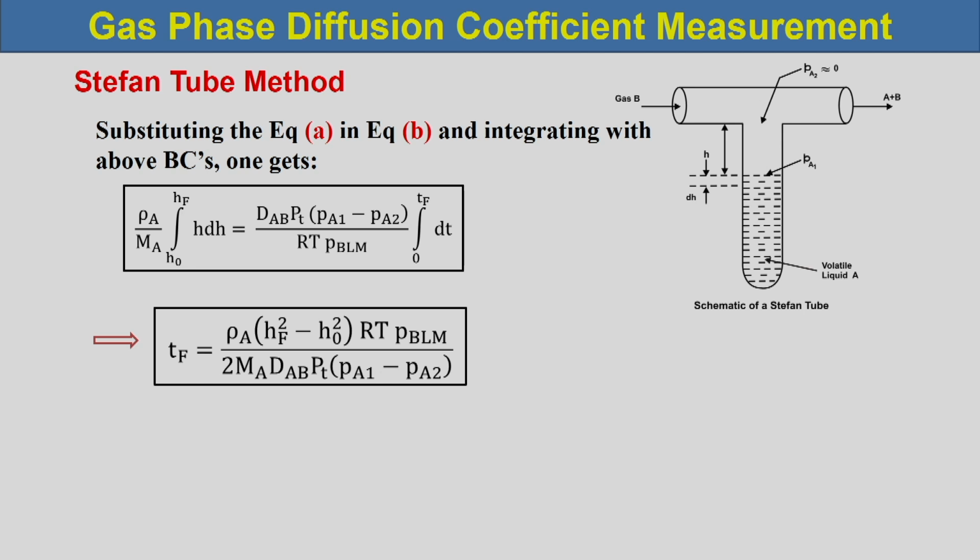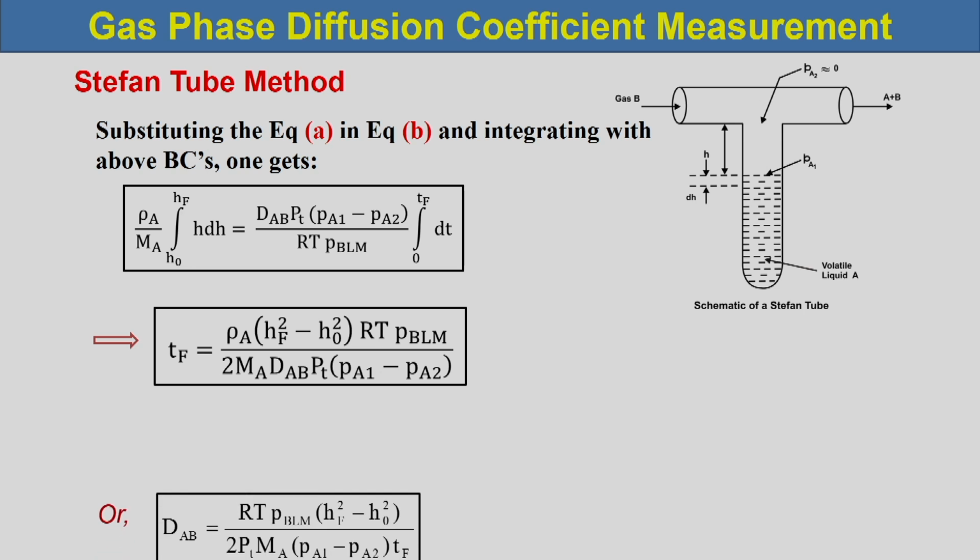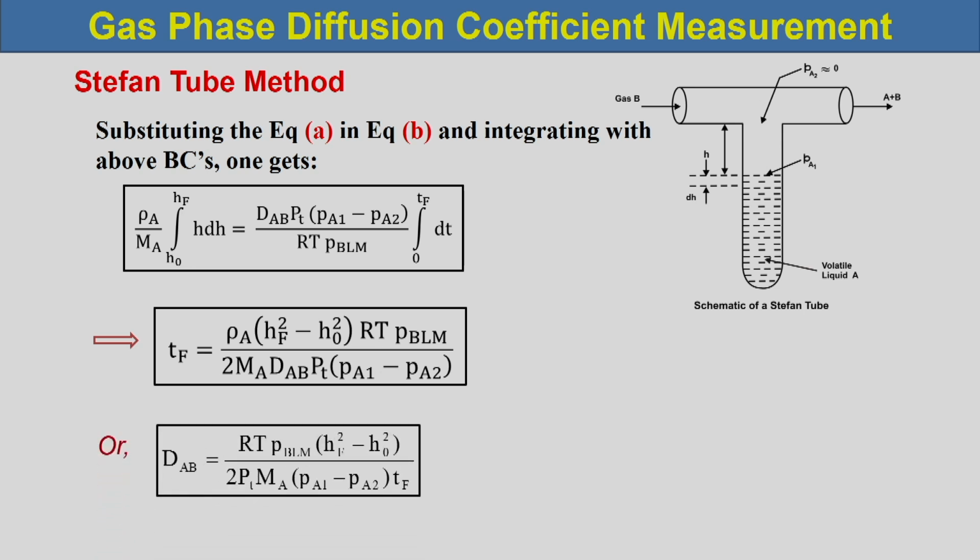Tf would be equal to rho A, Hf square minus H naught square, into RT PBLM divided by 2 Ma DAB PT into Pa1 minus Pa2. So, from this we can rearrange this equation and write DAB would be equal to RT PBLM, Hf square minus H naught square, divided by 2 PT Ma into the partial pressure difference Pa1 minus Pa2, into Tf.